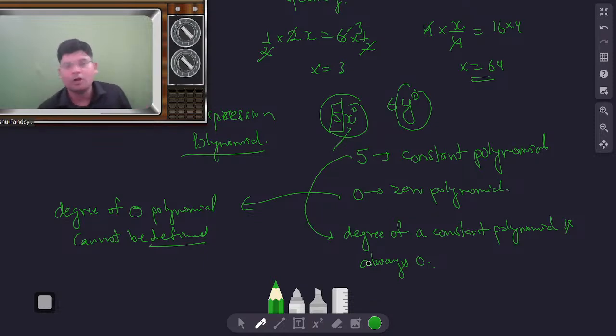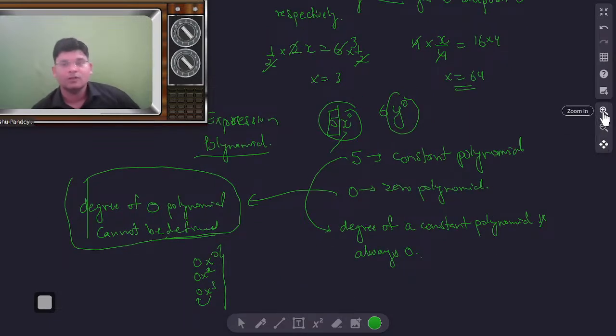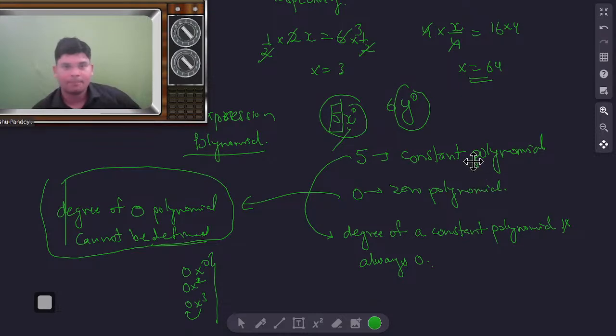But what about the 0 polynomial? Can I write 0 as 0x to the power 0? I can also write 0 as 0x to the power 2 as well, 0x to the power 3 as well, because any number multiplied with 0 will give you 0. So that means the degree is not defined. You cannot define a particular degree. So the degree of the 0 polynomial is not defined. Understood? Yes, sir.